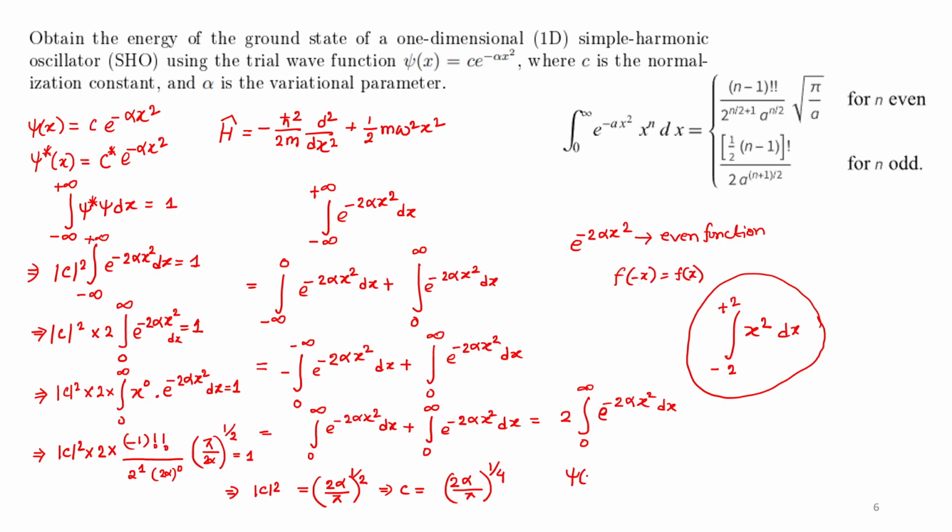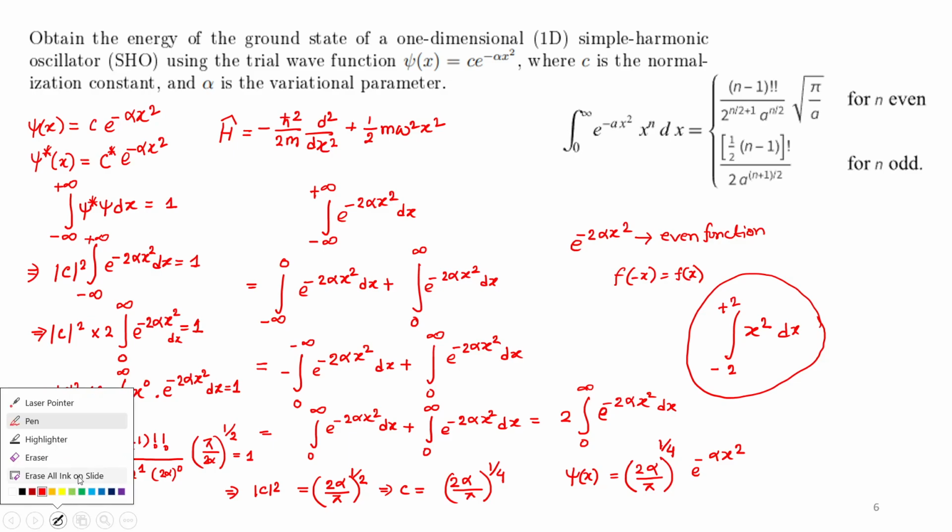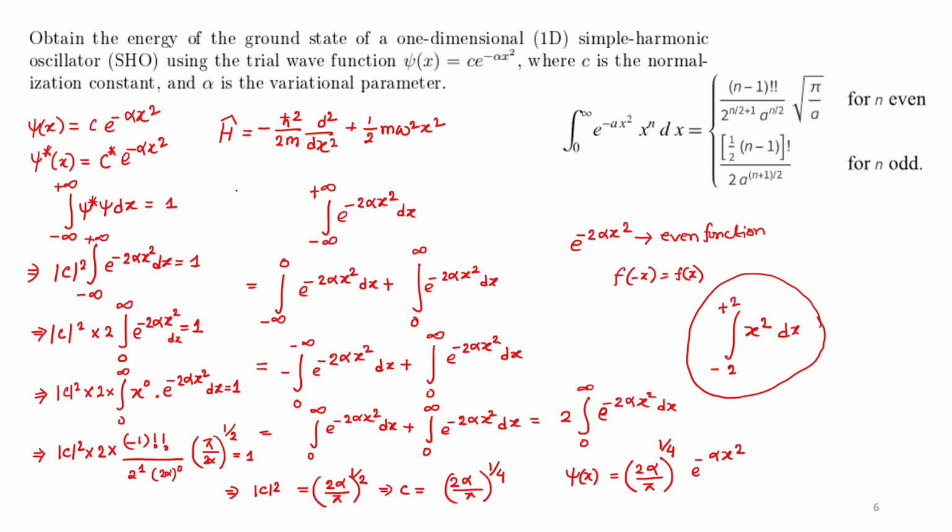And your wave function will be like psi 0 equals 2 alpha by pi to the power 1/4 e to the power minus alpha x square. That is what it will be. Okay. Now you have your wave function, and we know the value of the normalization constant.